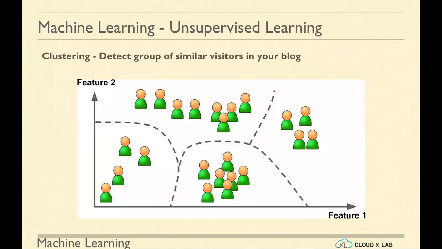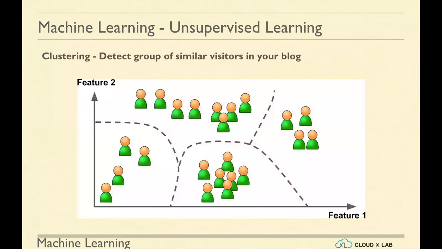In clustering, we may notice that 40% of the visitors are comic lovers and read the blogs in the evening, and 20% of visitors are sci-fi lovers and read the blogs during the weekend. So when we cluster, we could come up with these interesting observations.